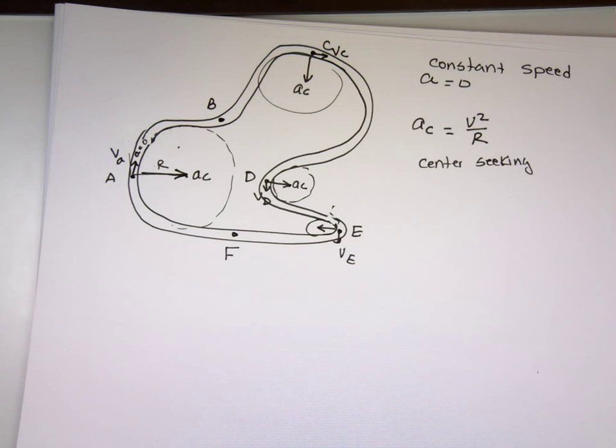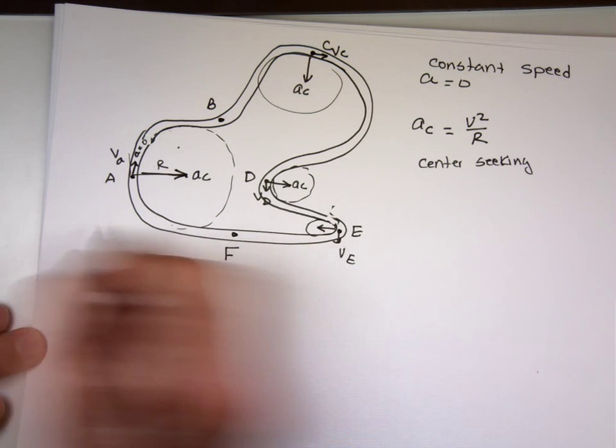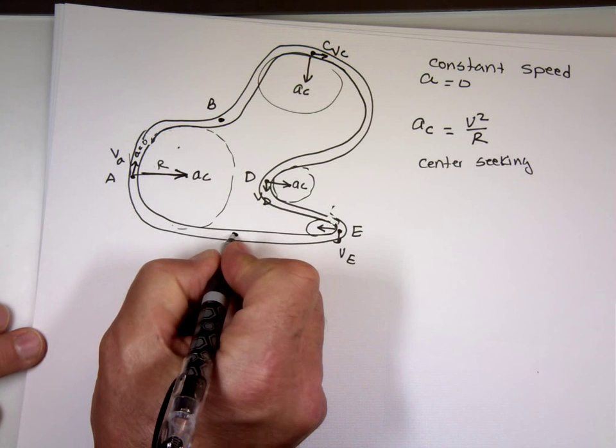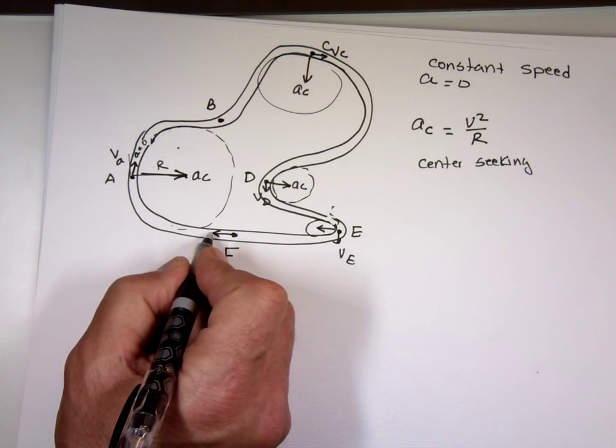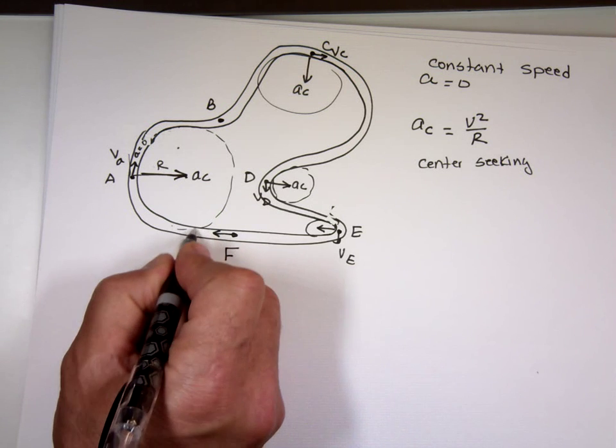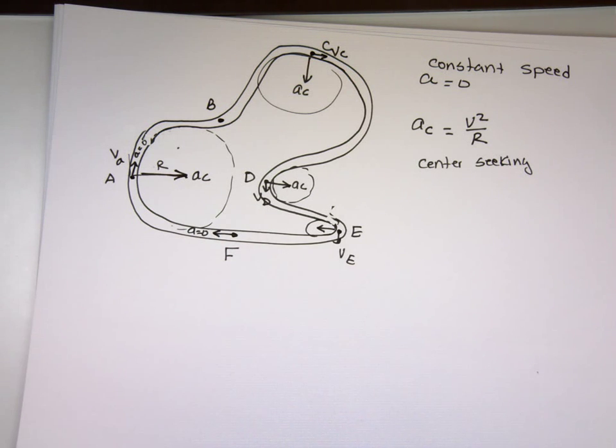Oh, they're asking for point F. What about point F? Well, point F is not actually a circular path, it's straight. If you move on the road straight with constant speed, what's your acceleration here? Acceleration is 0, constant speed. So that one has 0 acceleration.